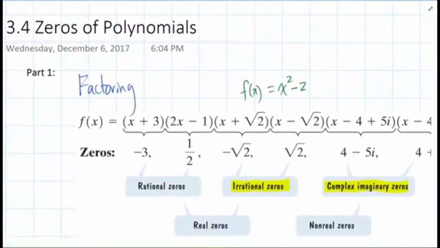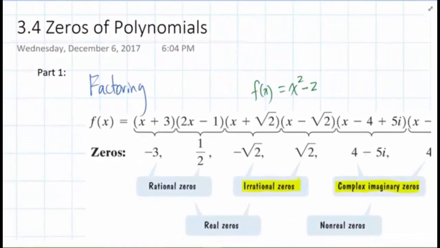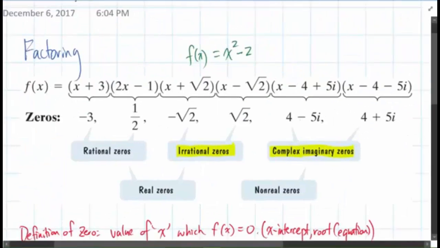This is Bernie here, and today we're going to go over the lesson of 3.2, zeros of an equation. We're going to go over part 1. So right now, let's jump into factoring.